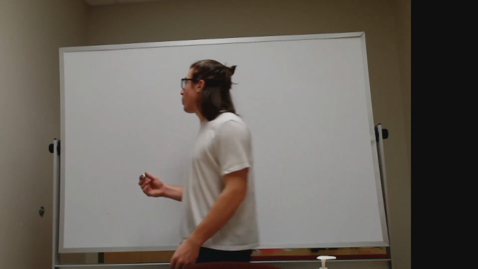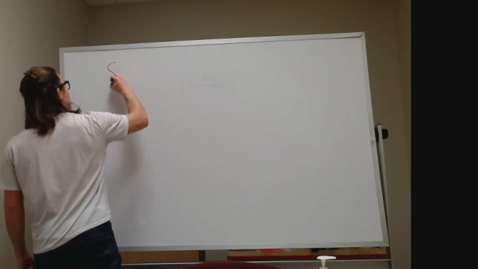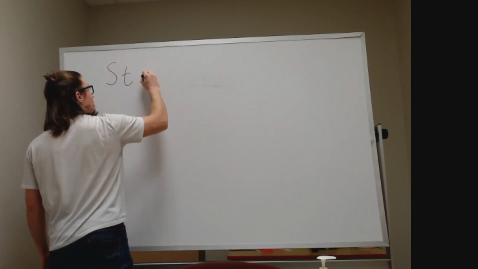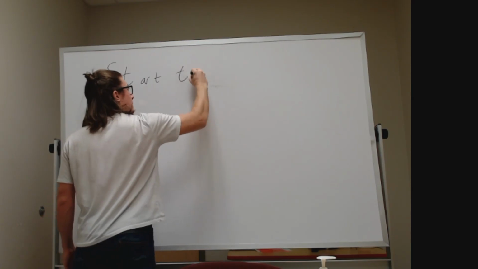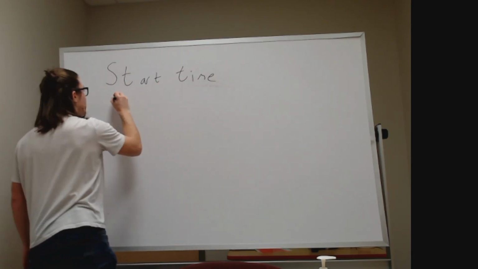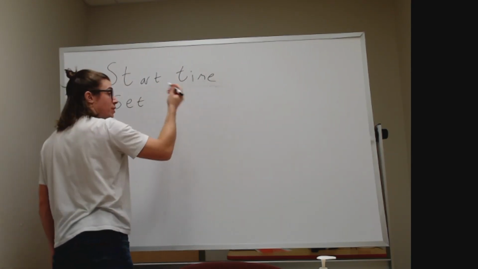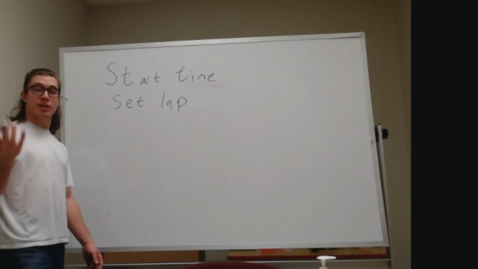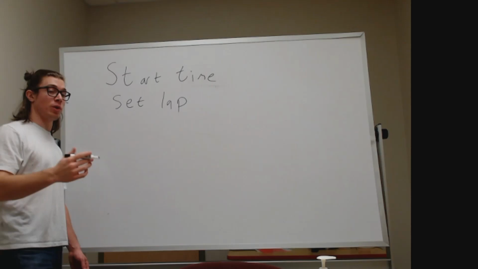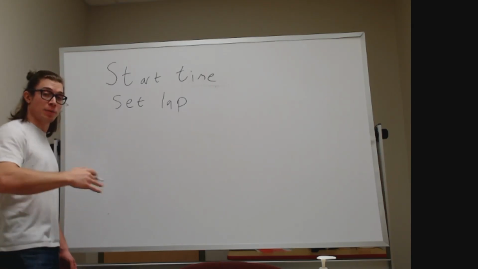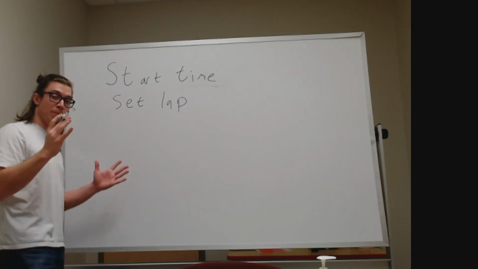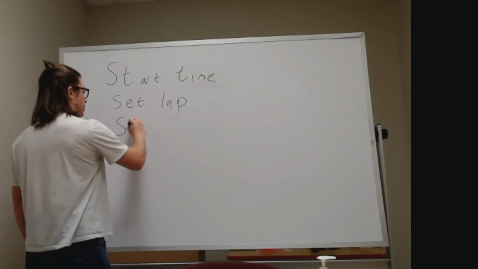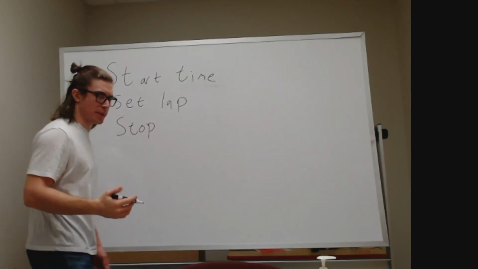For example, a stopwatch. And a stopwatch has three main functions. Start time, set a lap, and stop. Start time will start the timer and it will start counting up from 0. Set lap will reset the counter to 0 while keeping a cumulative total of the time so far, so you can have multiple times stored within one bigger time. And then stop, which will stop the timing.